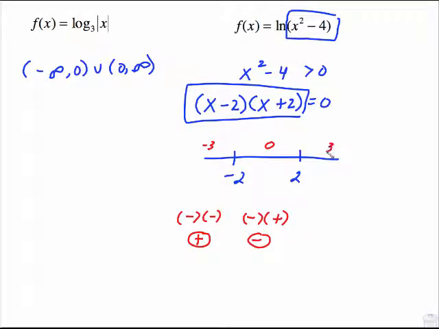Over here, I'll pick 3. Putting 3 in here will give me a positive value. 3 in here gives me a positive value. And a positive times a positive is a positive.